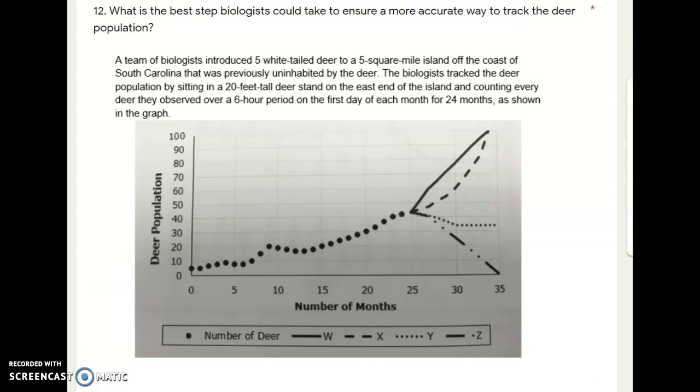Number 12. What is the best step biologists could take to ensure a more accurate way to track the deer population? A team of biologists introduced 5 white-tailed deer to a 5-square-mile island off the coast of South Carolina that was previously uninhabited by deer. The biologists tracked the deer population by sitting in a 20-feet tall deer stand on the east end of the island and counting every deer they observed over a 6-hour period on the first day of each month for 24 months, as shown in the graph.